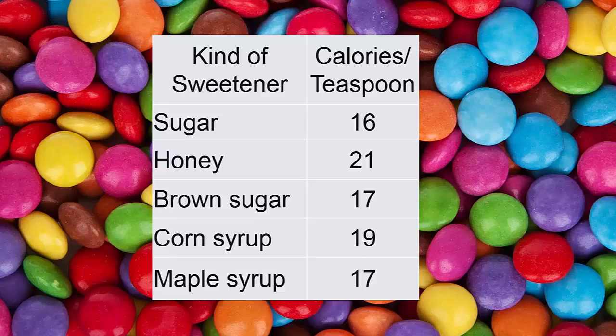Is using honey or other natural sweeteners a better choice than refined table sugar? The answer is no. If you're looking for fewer calories, as shown here in this summary chart, you can see common household sweeteners range from 16 to 21 calories per teaspoon.